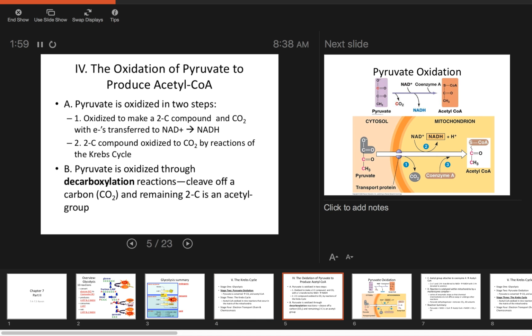So we'll look at the oxidation of pyruvate. It's oxidized to produce a CO2 molecule and a 2-carbon molecule called acetyl-CoA. Electrons are being transferred again, so we are producing an electron carrier, going from NAD plus to NADH. Pyruvate will be oxidized through decarboxylation. Anytime you cleave off a carbon and produce carbon dioxide, we call it decarboxylation. And so now we have an acetyl-CoA group.